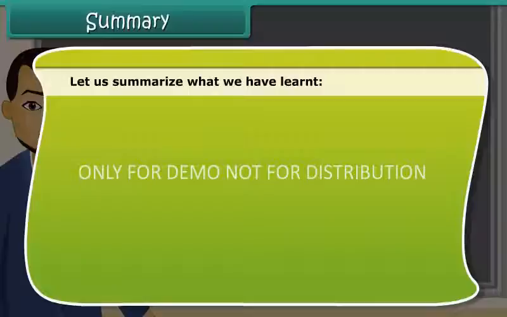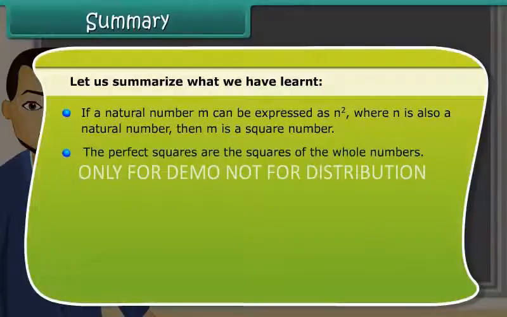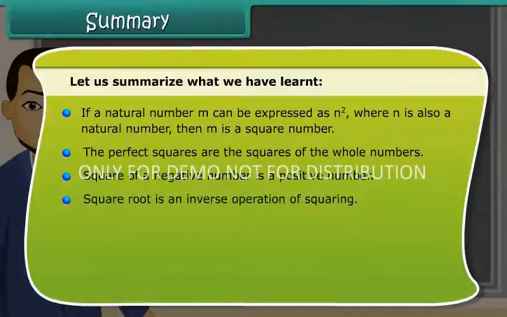Let us summarize what we have learnt. If a natural number m can be expressed as n square, where n is also a natural number, then m is a square number. The perfect squares are the squares of the whole numbers. The square of a negative number is a positive number. Square root is an inverse operation of squaring.